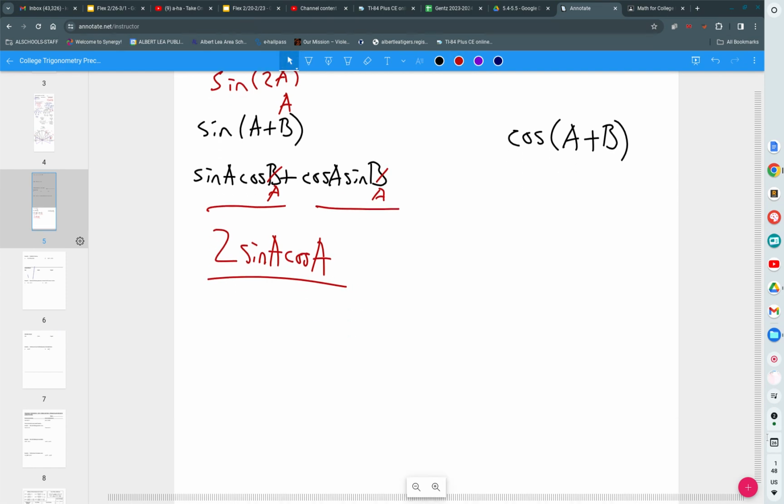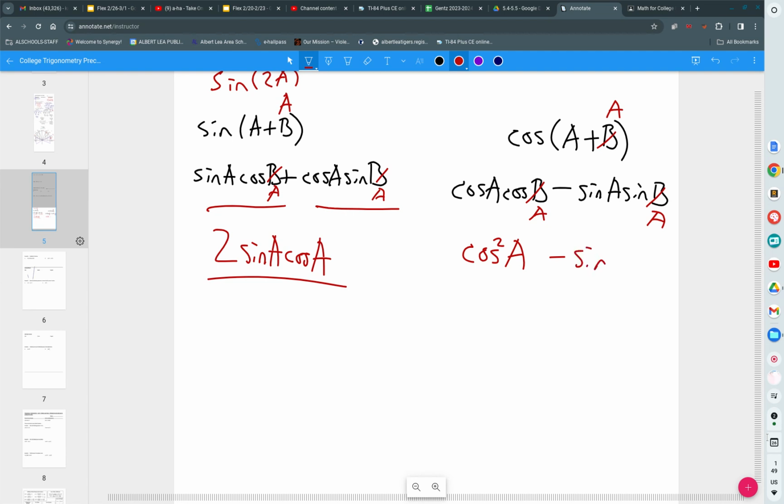But then this piece right here, same thing for cosine. So we've got the cosine of angle A times the cosine of angle B minus the sine of angle A times the sine of angle B. Watch what happens if we change this B to A. Cosine of A times cosine of A is cosine squared of A. And sine of A times sine of A is sine squared of A, isn't it? So cosine of a double angle becomes that.